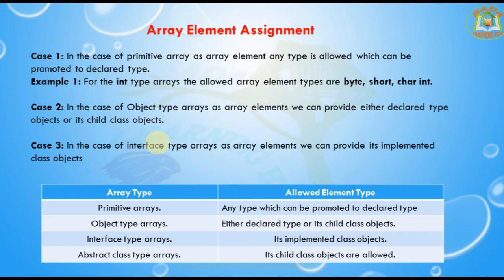See here this table, it gives the information. Primitive arrays: any type which can be promoted to the declared type. Object type arrays: either declared type or its child class objects. Interface type arrays: implemented class objects. Abstract class type arrays: its child class objects are allowed.